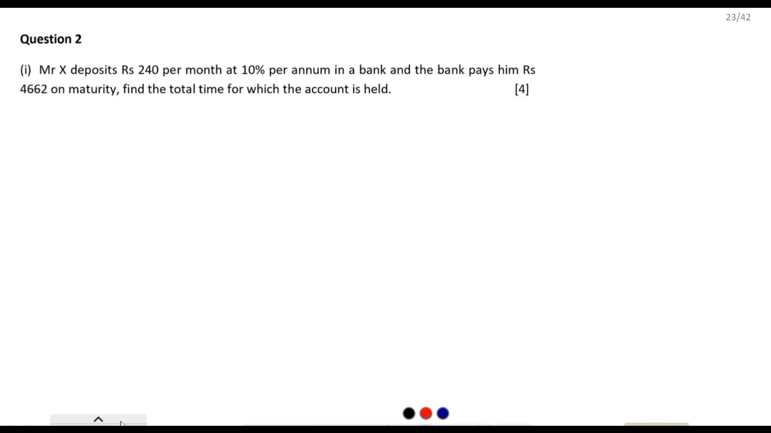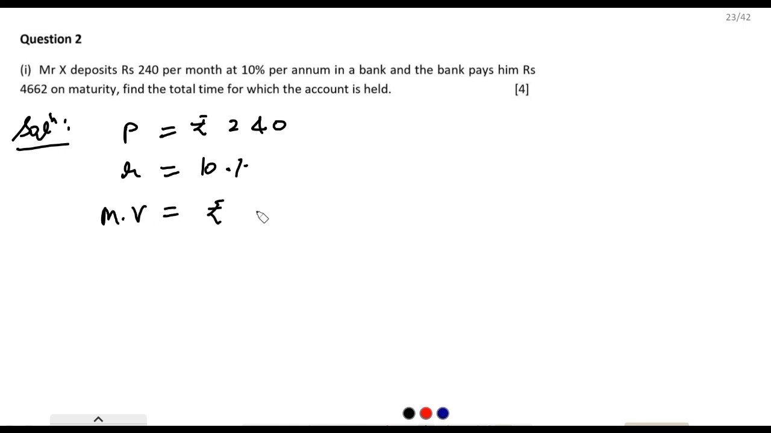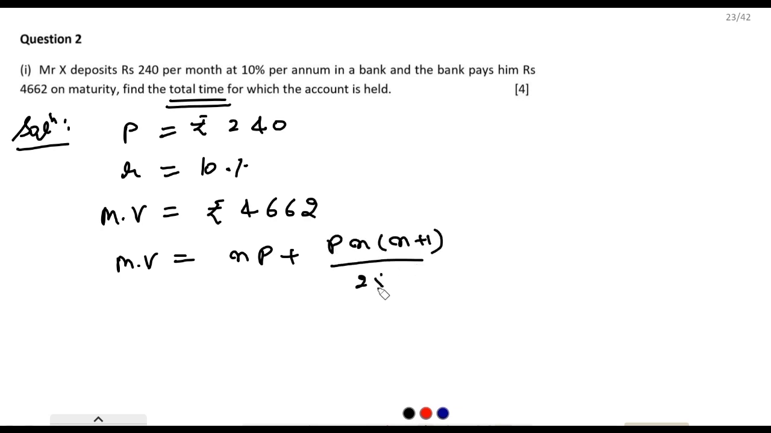First part from banking. मंथली डिपॉजिट P हमें गिवन है ₹240, रेट हमें गिवन है 10% पर एनम, and maturity value is given ₹4,662, and we have to find time. Apply formula for maturity value, that is nP plus P n(n plus 1) upon 2 into 12 into R upon 100. Put the given values.